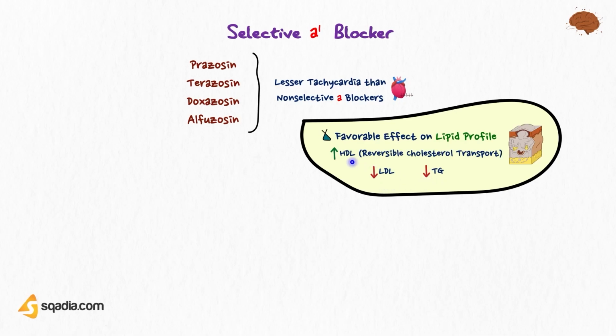Why is HDL considered good cholesterol? Because it follows reverse cholesterol transport. What is reverse cholesterol transport? Through it, the cholesterol is taken out from the periphery and supplied to the liver, where it then gets metabolized. So HDL is good cholesterol because it is getting metabolized.